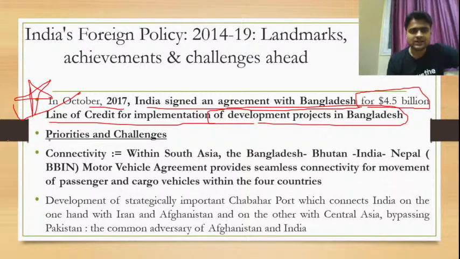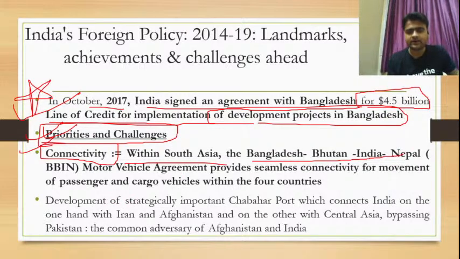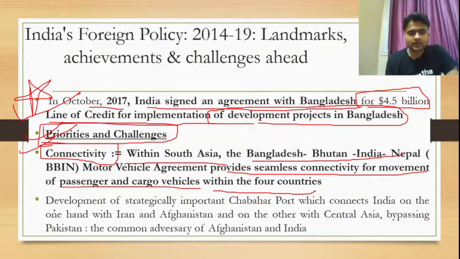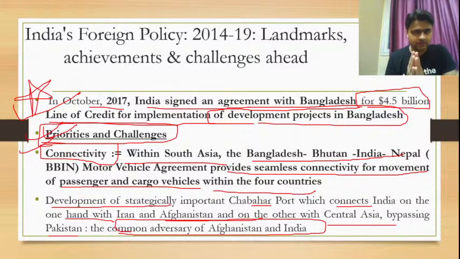Then the last part is what are some of the priorities and challenges. Let us look into this. The first is in the connectivity domain. Within South Asia, the BBIN, that is Bangladesh, Bhutan, India, Nepal, motor vehicle agreement provides seamless connectivity for movement of passenger and cargo vehicles within the four countries. Then there is the development of the strategically important Chabahar port, which connects India with Iran and Afghanistan on the one hand, and with Central Asia on the other, bypassing Pakistan, which is the common adversary of both Afghanistan and India. That is the main point.